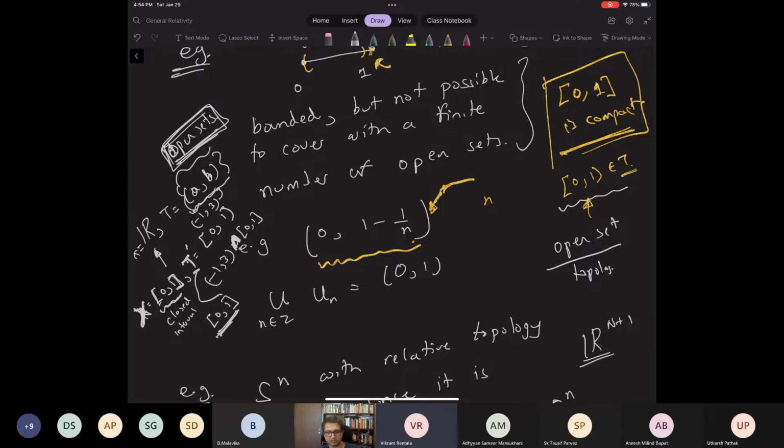Open set is a nomenclature associated with topology. It is not an open set in the sense of an open interval. That's why I wanted to be clear about this difference between open sets and open intervals. Open sets have to do with whether they belong to the T associated with that space. Open intervals are a property of the real line.